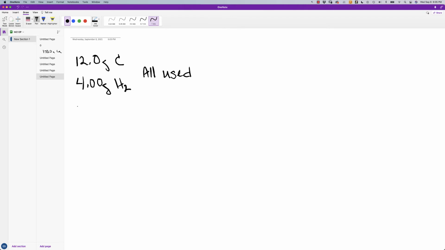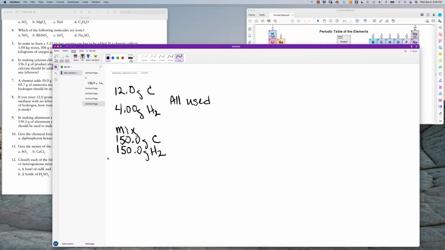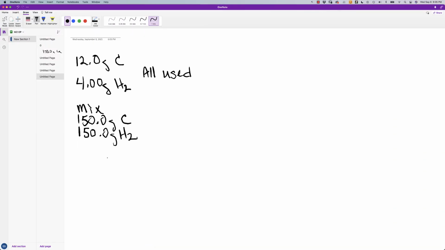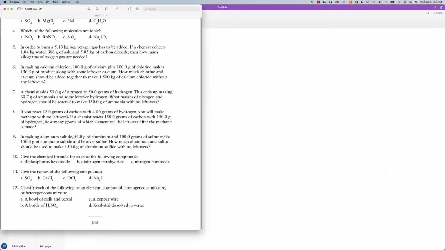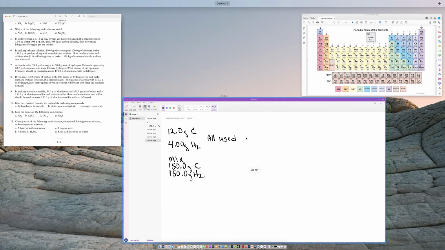They want to know if we mix 150.0 grams of carbon with 150.0 grams of hydrogen, how much of which is left over. Let's go back to the question, make sure. So you have 150 of each. How many grams of which element will be left over? That's what they're asking.